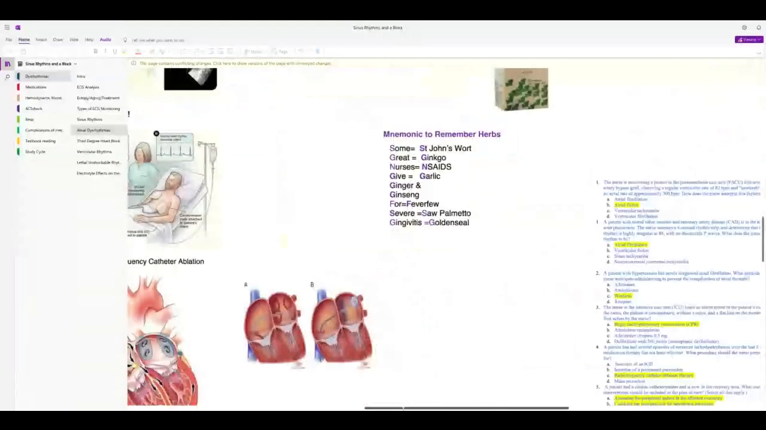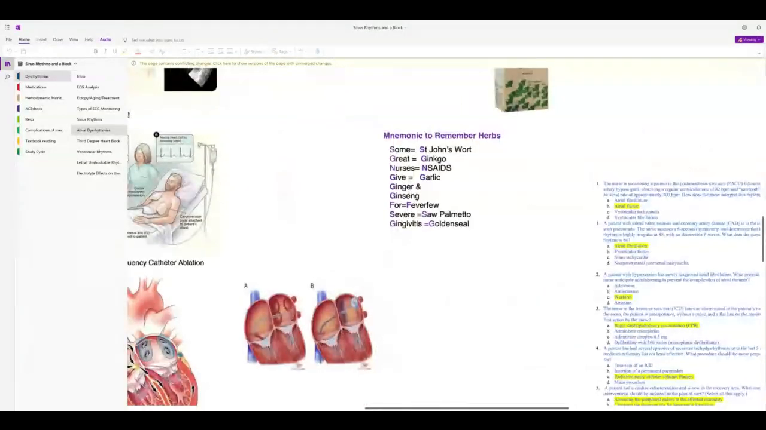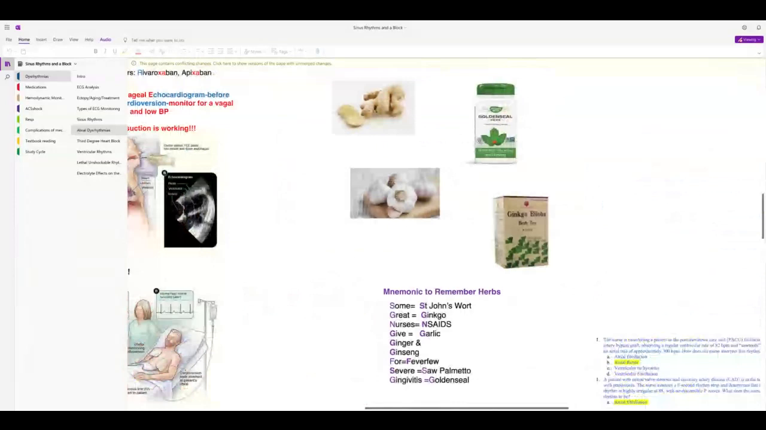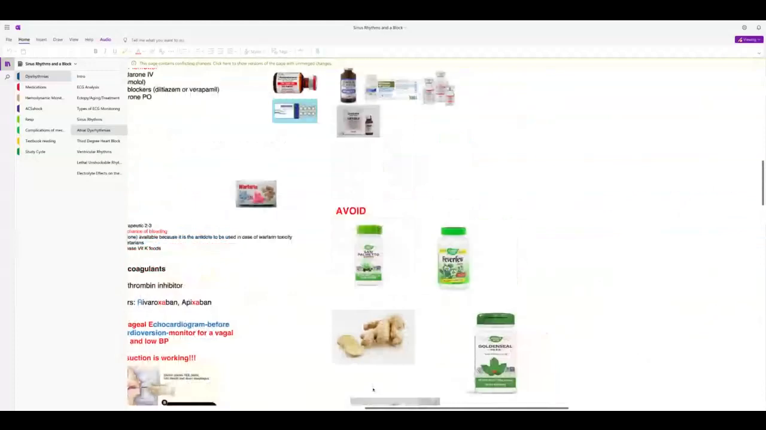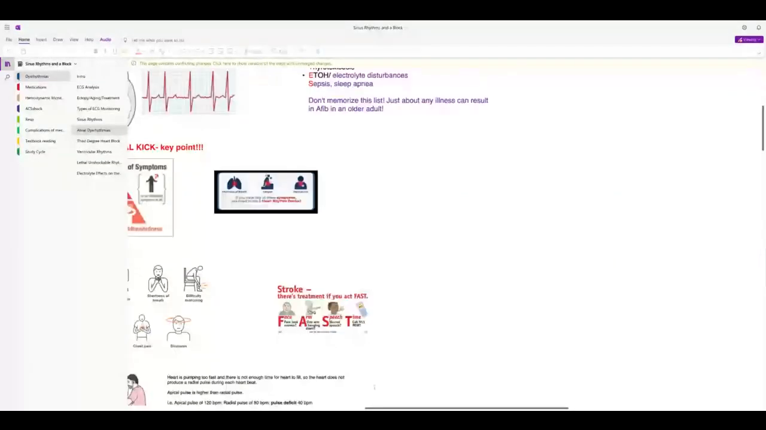Okay, and if you need the answers, they're in your OneNote. Here are all the herbs you need to avoid. Okay, and I know you've been tested on that in previous proctors.